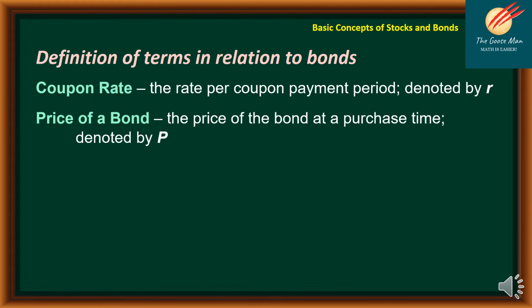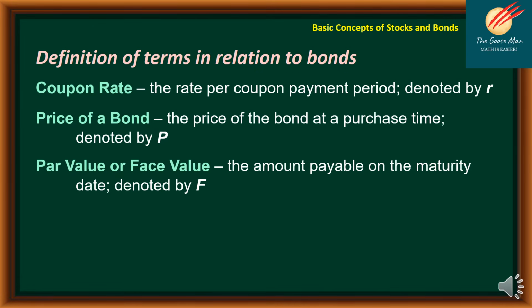The coupon rate is the rate per coupon payment period, denoted by r, while the price of a bond at purchase time is denoted by P. The par value or face value is the amount payable on the maturity date, denoted by F.